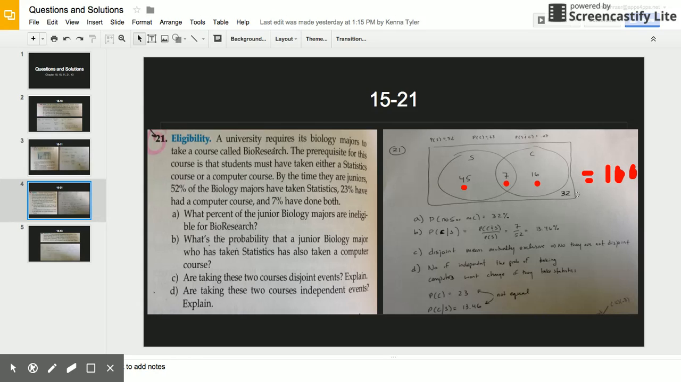Now the problems. The first one is, what is the probability that they didn't study science, or what's the percent of junior majors ineligible for bio research? Well, that means that they did not study either of those, right? And I already figured that out right there. It was 32%. The next question is a probability that they've taken computer science, given that we know they've taken statistics. So I set up my probability statement here, my equation, so that I know what to fill in. And computers and science, well, we know that was 7. Probability of science, well, that's that whole circle here, which is 52, and that gives me 13.46%.